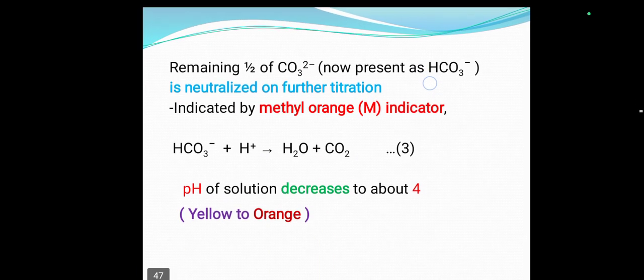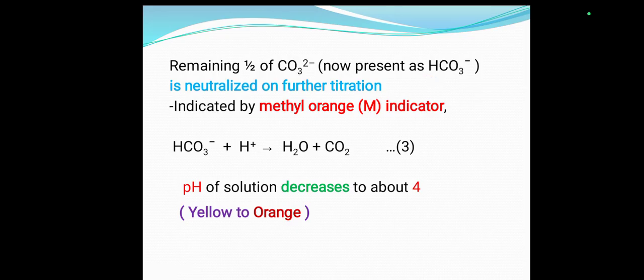Now in the second part, the remaining 50% CO3 2 minus. Right, because in the first step the carbonates get half neutralized, so the remaining half is the bicarbonate left behind in the solution. That will be neutralized in the second step by using a methyl orange indicator.